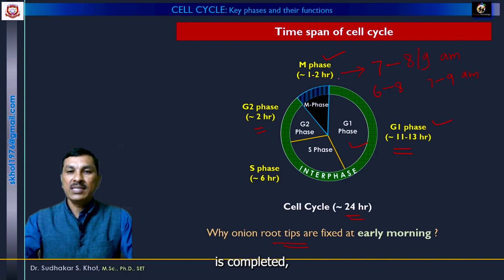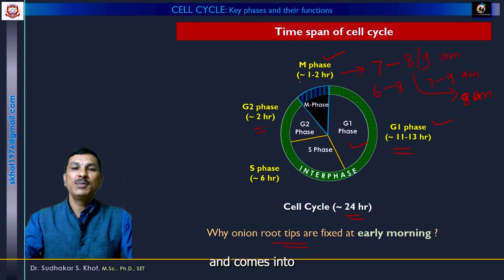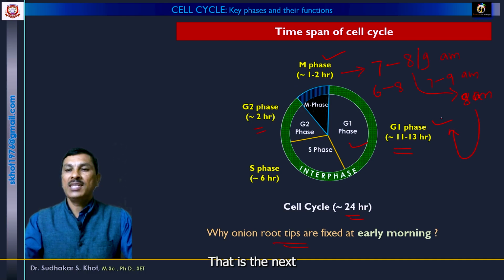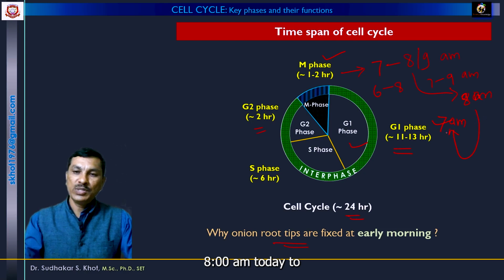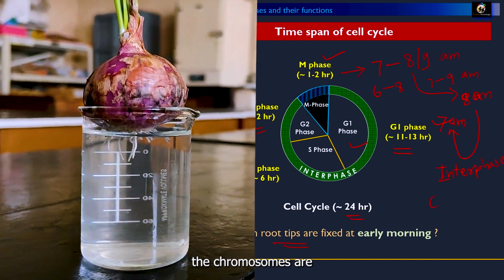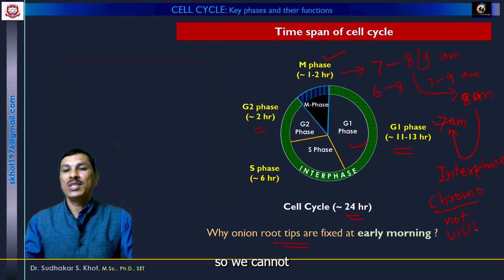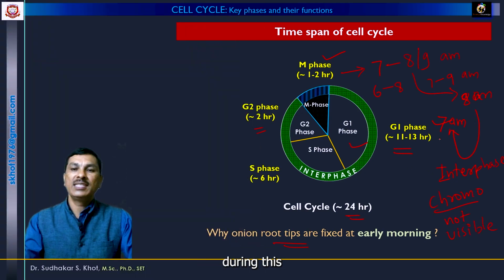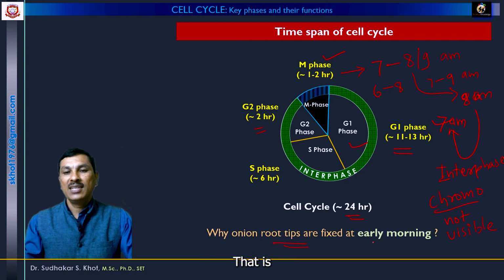Now, once the mitosis is completed, that is after about 8 a.m., the cell enters into interphase. It completes G1 phase, S phase, G2 phase, and comes into M phase in early morning, that is the next 7 a.m. So, from 8 a.m. today to 7 a.m. tomorrow, the cell is in interphase. And we have seen that in interphase, the chromosomes are not visible. So we cannot observe the mitosis during this time span. Therefore, we are required to fix the root tips at a specific time, that is during the early morning.